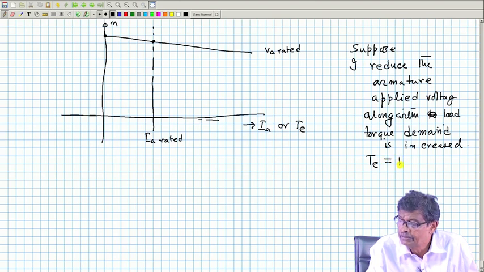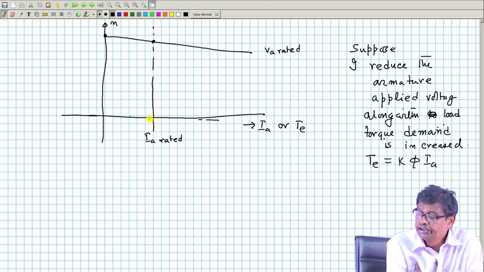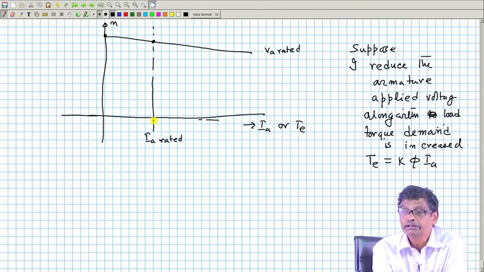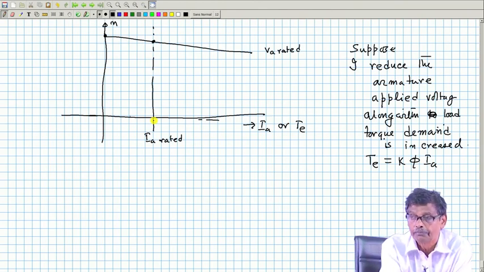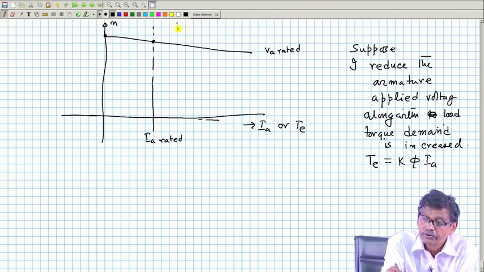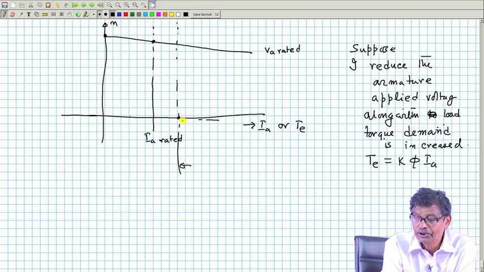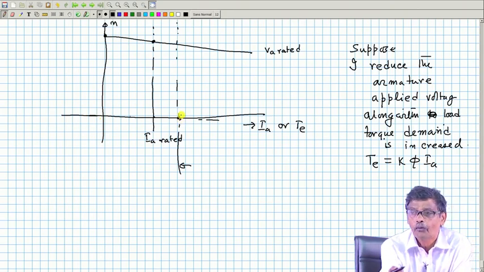Mind you, the electromagnetic torque developed by the machine is K phi IA. If you increase the load torque on the shaft of the machine, phi is constant, so IA must be more than what it was at this point. Therefore, if you increase the load torque, the motor is going to draw a current which will be greater than the rated current. The machine will be overloaded, is it not?